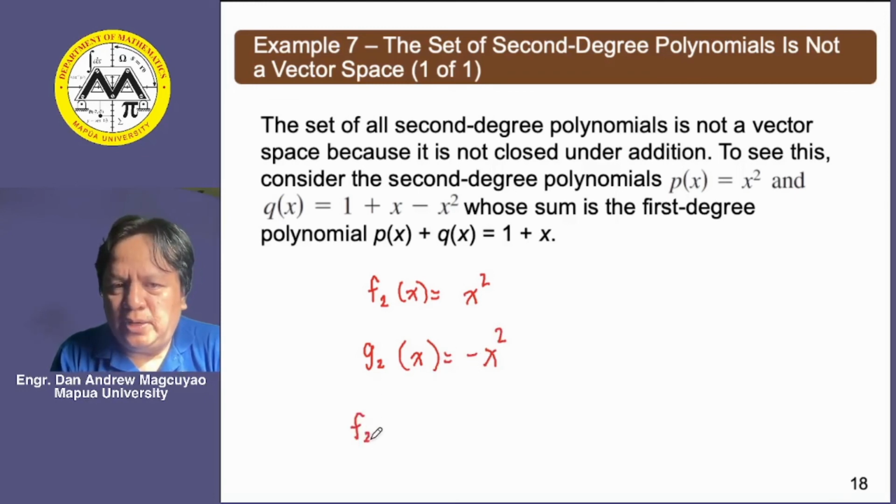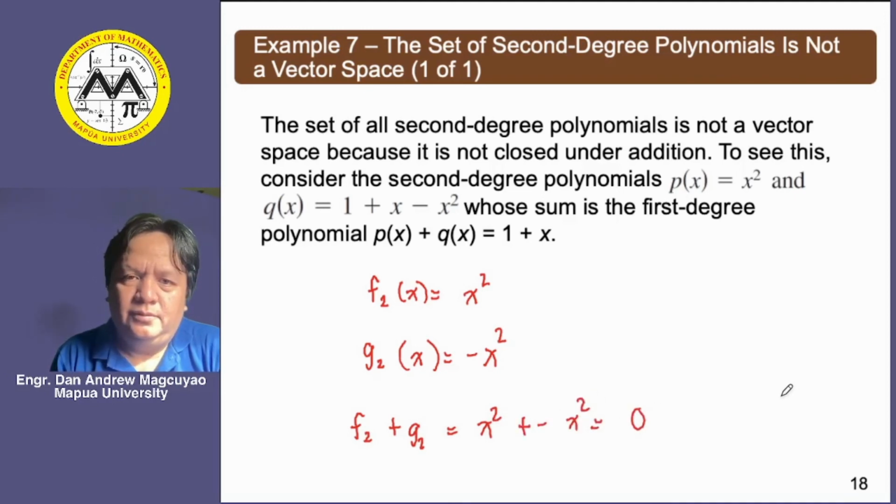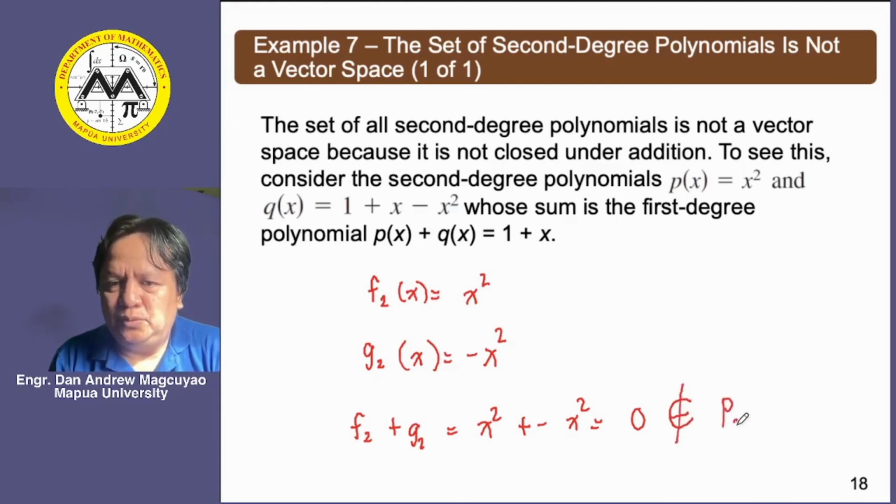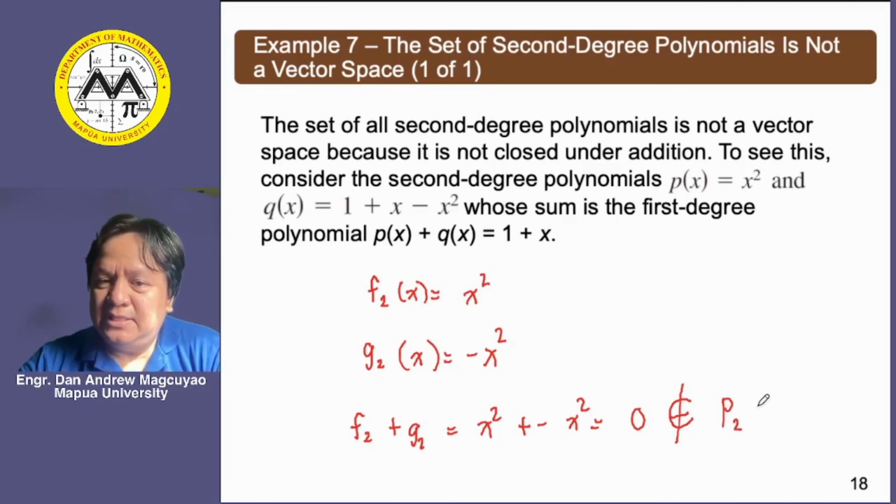If we add f sub 2 and g sub 2, the answer would be x squared plus negative x squared, which is 0. And 0 is not an element of P sub 2. So since 0 is not an element of P sub 2, it is not a second-degree polynomial. Therefore, there is no closure under addition for second-degree polynomials.